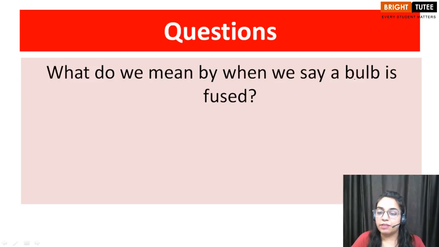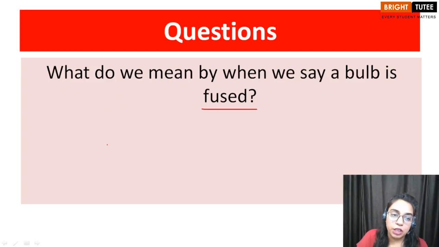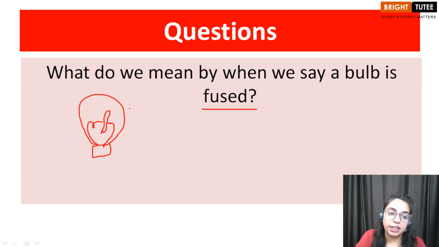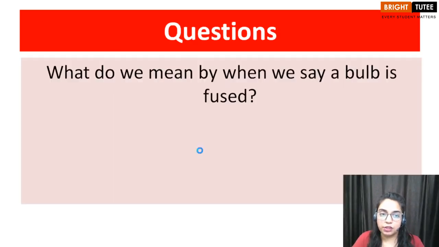Let's move to the next question. What do we mean when we say a bulb is fused? So children, in case the bulb is fused, if you observe the bulb carefully, you will observe that the thin filament or the coil in the center of the bulb is broken, and this will make the circuit incomplete, or it will break the circuit and the bulb will not glow, and in this case we can say that this bulb is fused.